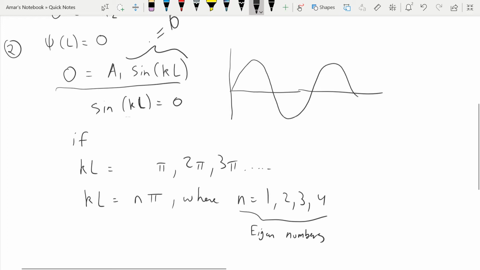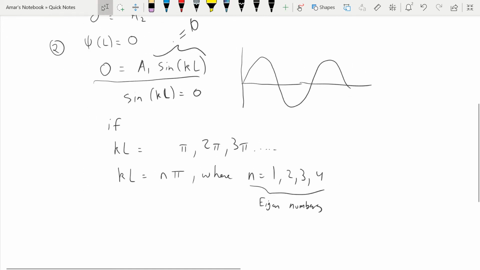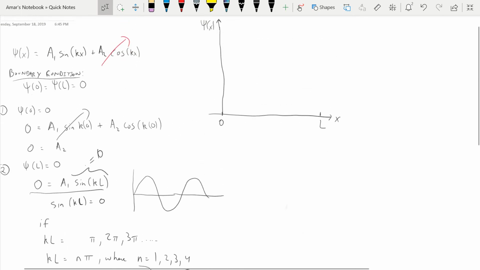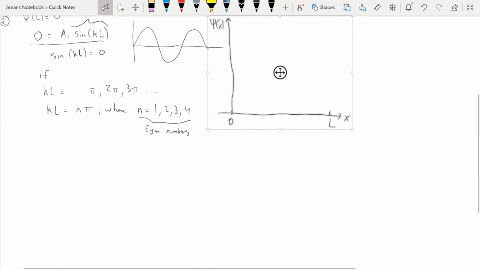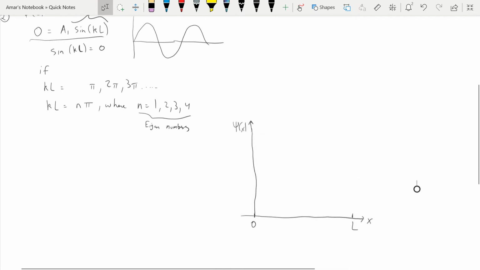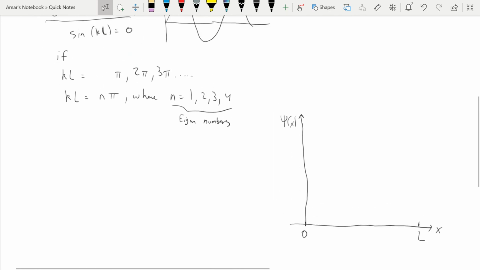And the corresponding functions that are solutions to that are called eigenfunctions. All right. Let me do this, and move this down. All right. So now, let's figure out what the functions are.